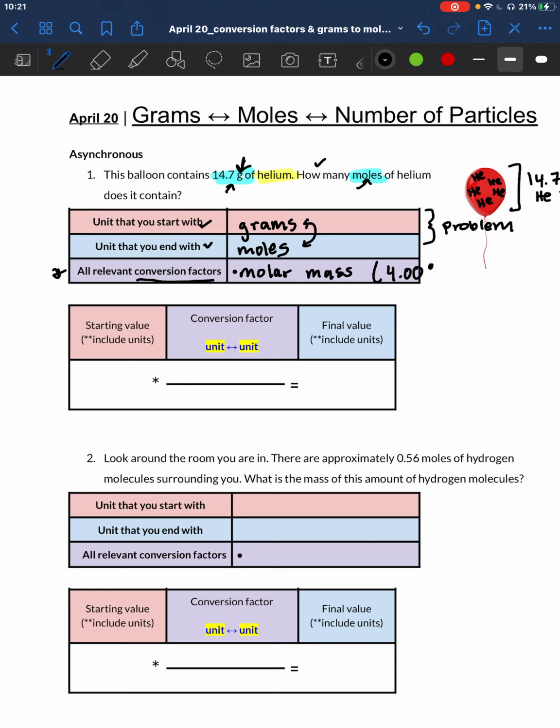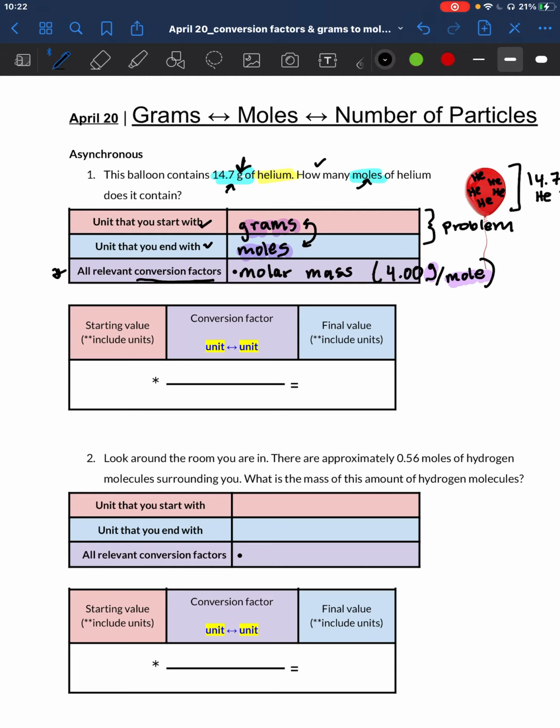Hopefully you said out loud to yourself, grams per mole. How did I know that molar mass was relevant here? Let's take a look. Grams and moles are my units, and then I see grams and moles are the units I'm dealing with. Sometimes a problem isn't so nice.